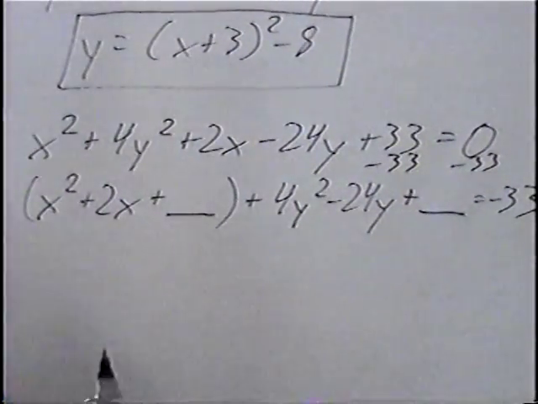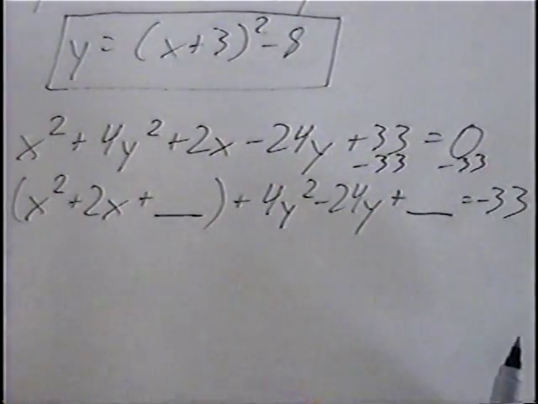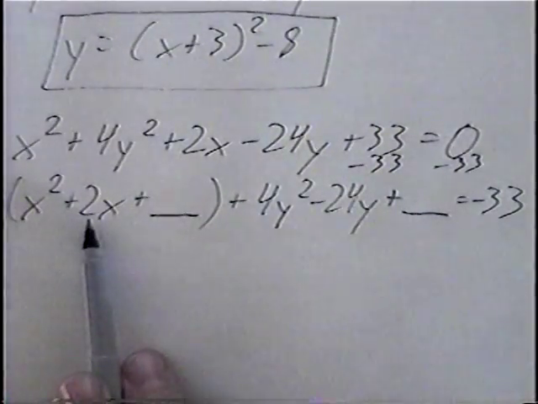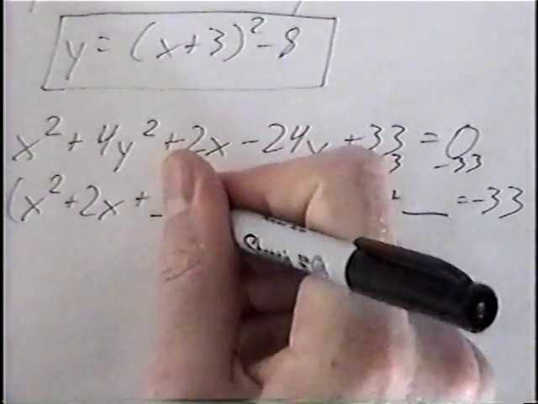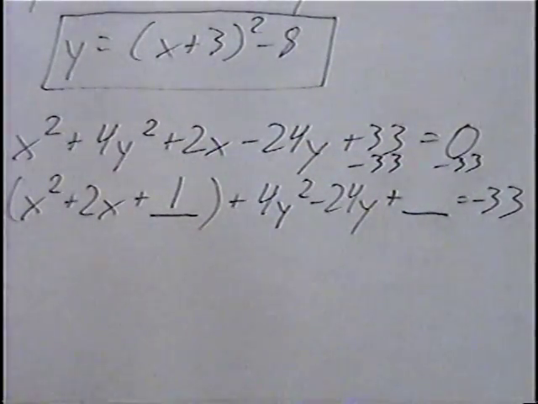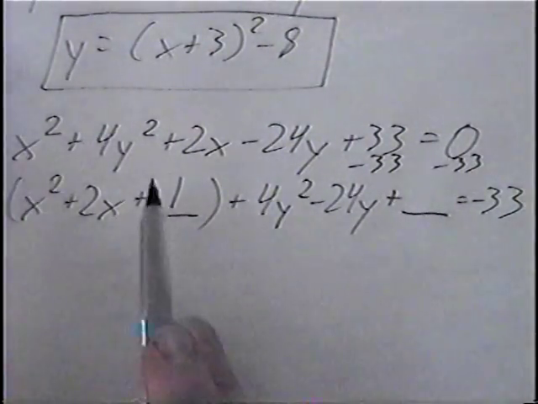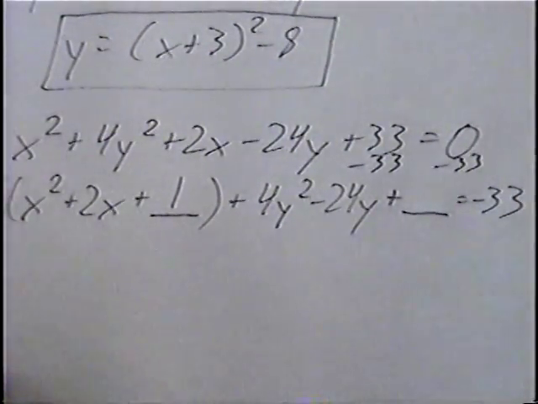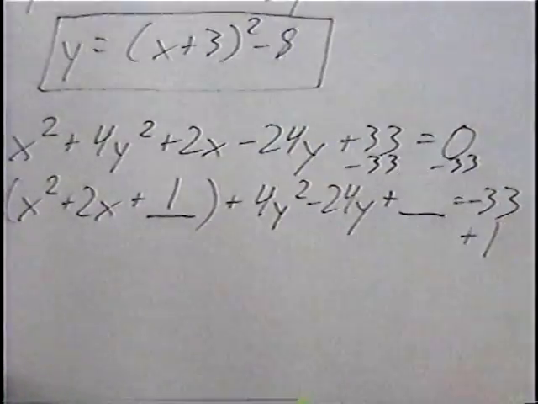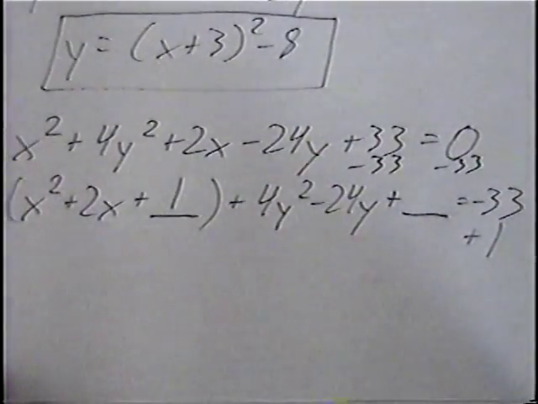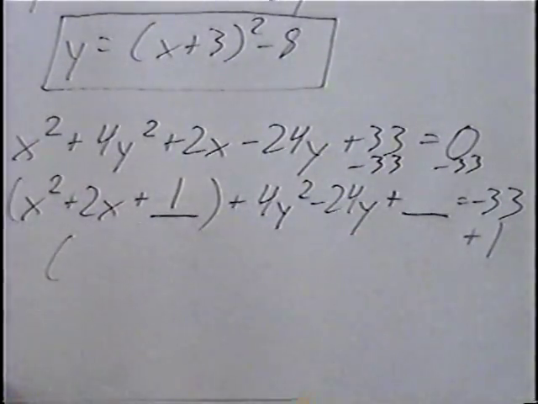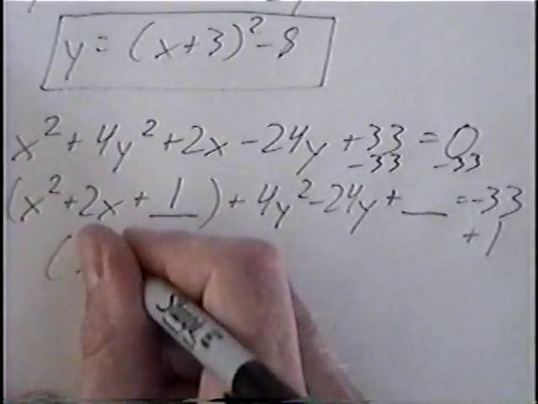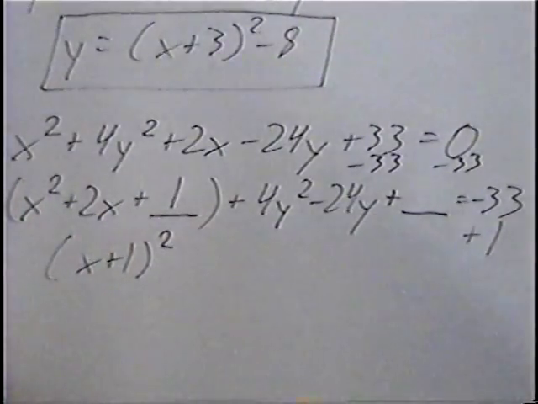To factor this, we can complete the square on the x's. b divided by 2, or 2 divided by 2 would be 1. Squaring that would be a positive 1. So we'd have x squared plus 2x plus 1. But since we added 1 to the left side, we'll have to add 1 to the right side also. Factoring the x's, x squared plus 2x plus 1 would factor to x plus 1 squared.